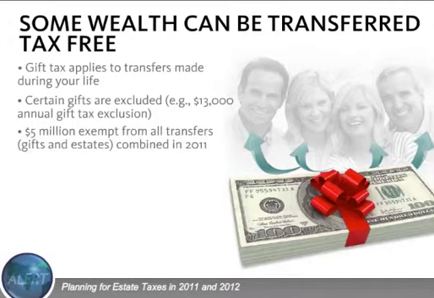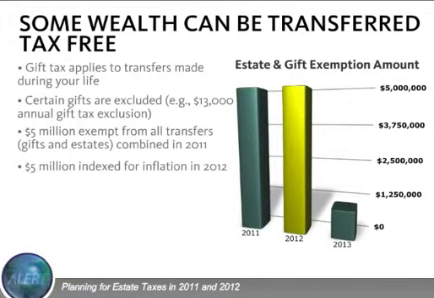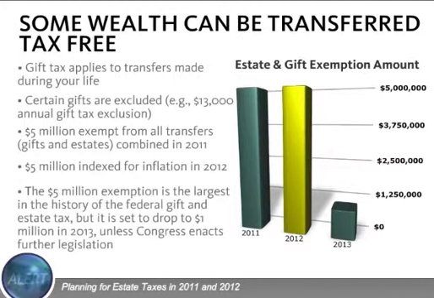In addition, you're entitled to an exemption amount that can be applied against the combined total of the lifetime gifts that you make, as well as your estate. That amount is $5 million in 2011. And in 2012, the $5 million exemption will be increased for inflation. That's the largest exemption that has ever been allowed in the history of the federal gift and estate tax. But that amount is set to drop to $1 million in 2013.